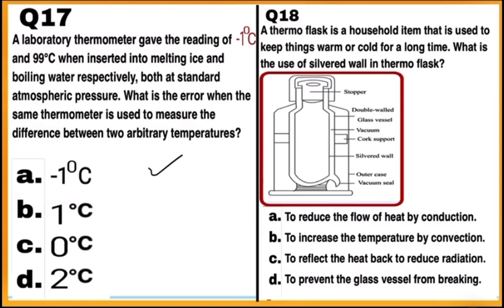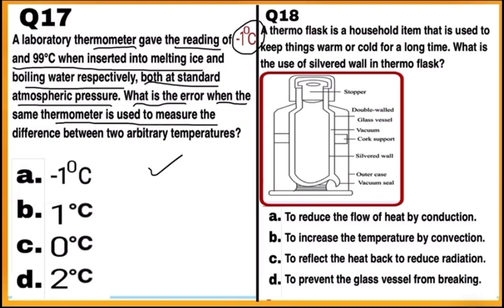Question number 17. A laboratory thermometer gave the reading of minus 1 degree Celsius and 99 degrees Celsius when inserted into melting ice and boiling water respectively, both at standard atmospheric pressure. What is the error when the same thermometer is used to measure the difference between two arbitrary temperatures? Answer is C. 0 degrees Celsius, because for both the upper point and lower point it measures 1 degree Celsius less. It will not affect the difference between the two temperatures. So correct answer is C.